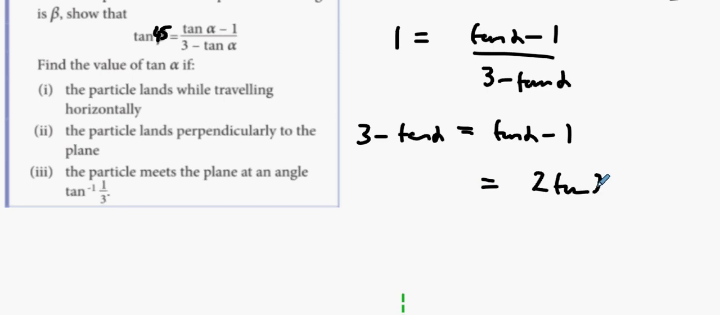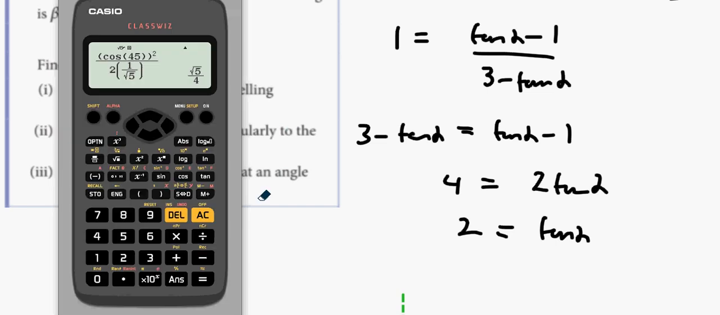2 tan alpha equals 4. Tan alpha equals 4 over 2, which is 2. Right, done. That was quick, right? Let's go again. Particle lands perpendicularly. What does that mean about tan beta? Tan 90, is it? Tan 90.